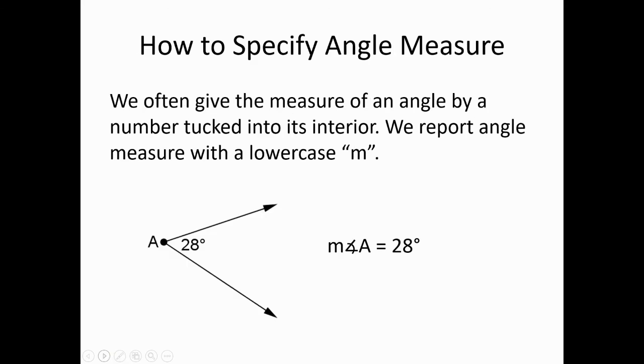Now, how do we specify angle measure? Well, we can do that with the diagram. We can tuck the angle measure into the interior of the angle and, of course, put the degree symbol on it. So notice in my diagram that we've said that the measure of angle A is 28 degrees. But we can also say that with a statement that makes use of the equal sign. We write measure, M for measure, angle symbol, and then A equals 28 degrees. And that will be read as the measure of angle A is 28 degrees.